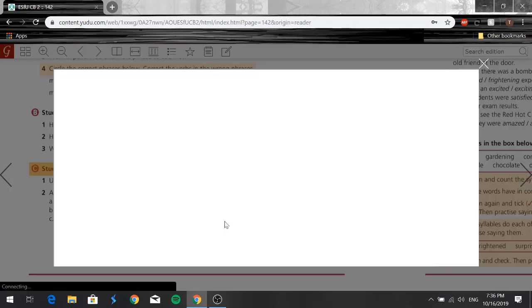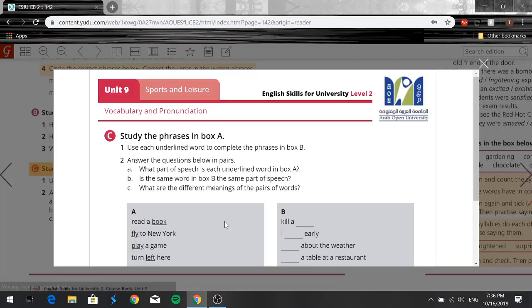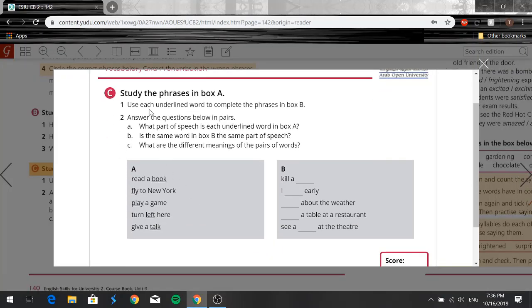Study the phrases in box A. Let's take a look here. Here we have use each underlined word to complete the phrases in box B. Alright, so here we have some underlined words, and we're going to complete the phrases with them, right? So we have book, fly, play, left, and talk. So kill a, we'll say kill a fly, right?